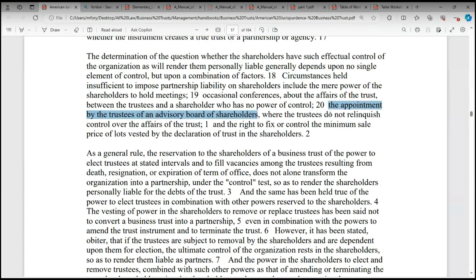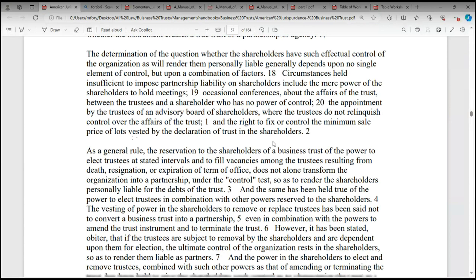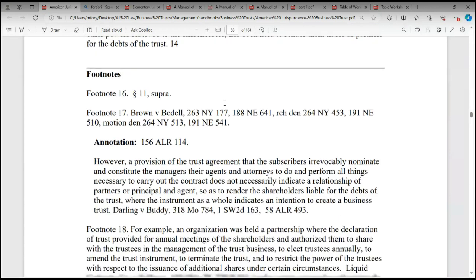This right here is important, man, to understand that. Where the trustees do not relinquish control over the affairs of the trust, and the right to fix or control the minimum sale price of lots vested in the declaration of trust. I want to see what this number 1 is.